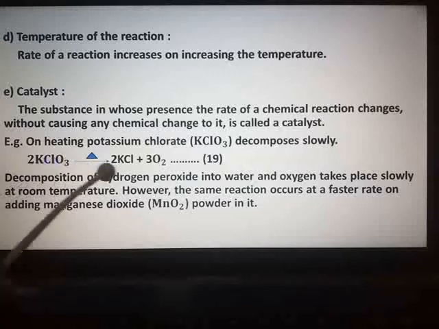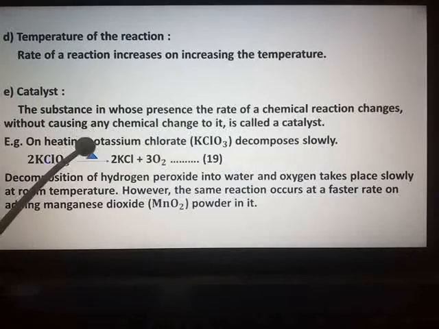Now the rate of this reaction neither increases by reducing the particle size nor by increasing the reaction temperature. So in this case, to bring about this decomposition reaction, you have to add manganese dioxide, that is MnO2, which is nothing but a catalyst. As soon as MnO2 is added, the rate of the reaction increases. But manganese dioxide will not interfere, it will not bring about any chemical change in the reaction.